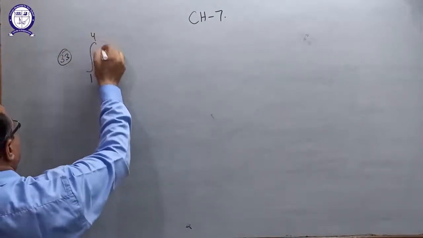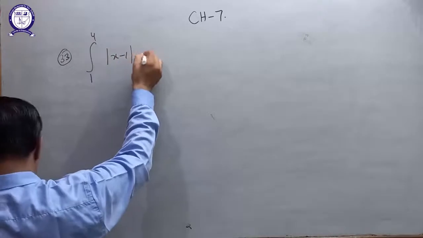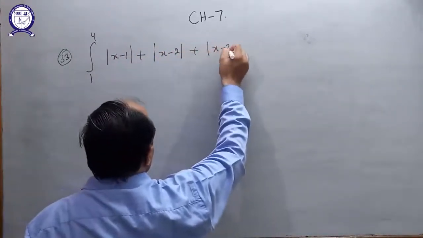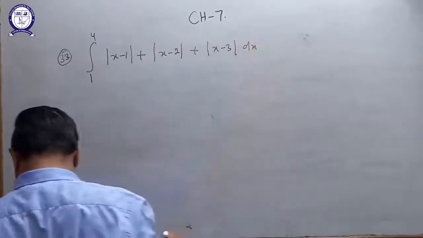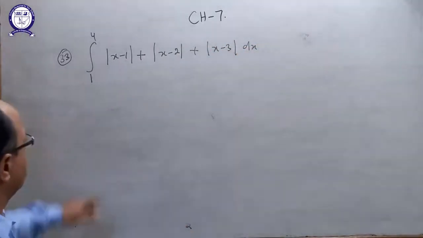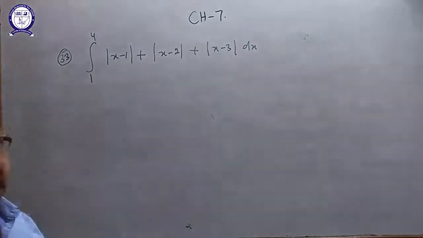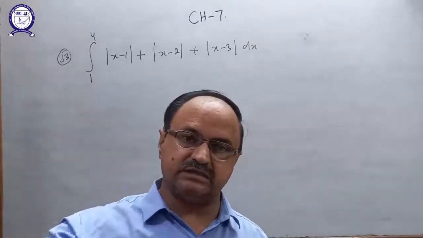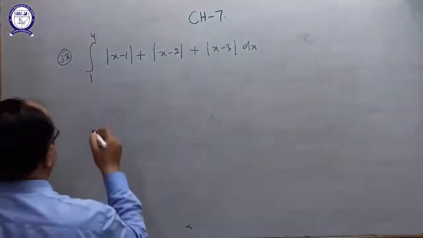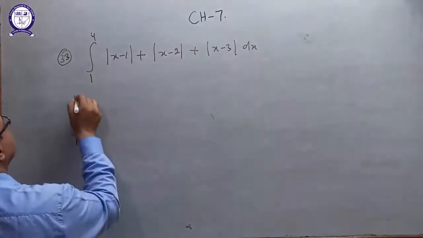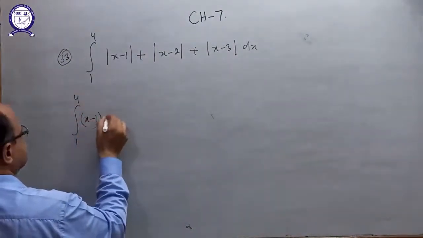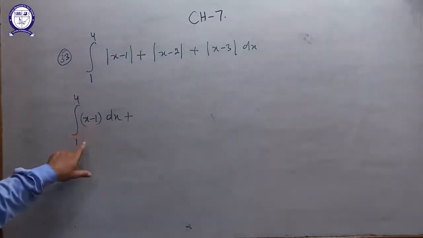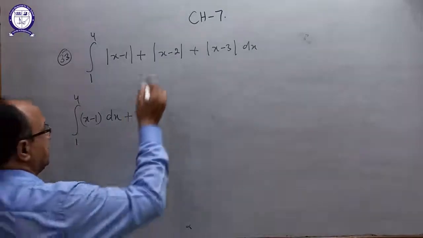Integration 1 to 4 of (x minus 1) plus (x minus 2) plus (x minus 3) dx. Correct? In this question, the breaking point is 1, and our limit is 1 to 4. It means only the right hand side. Therefore, you can say 1 to 4 x minus 1 dx, because the critical point is 1 and the limit is 1 to 4, it means the right hand side only.